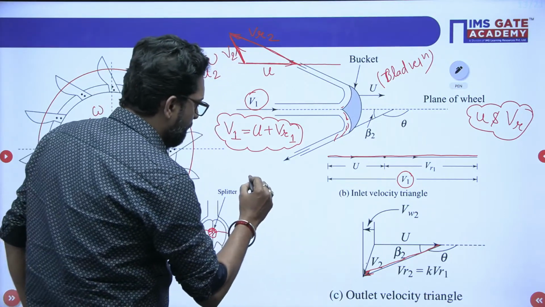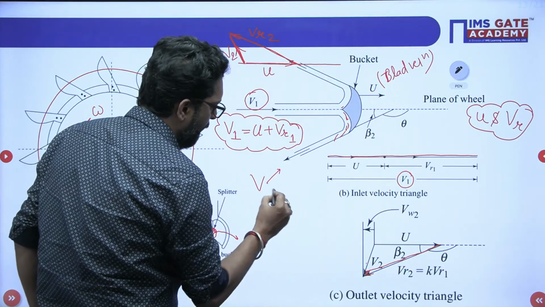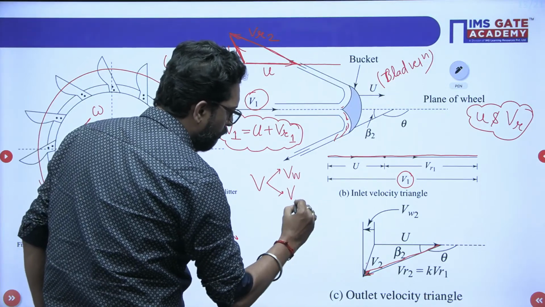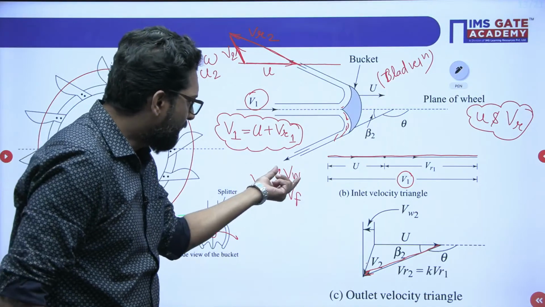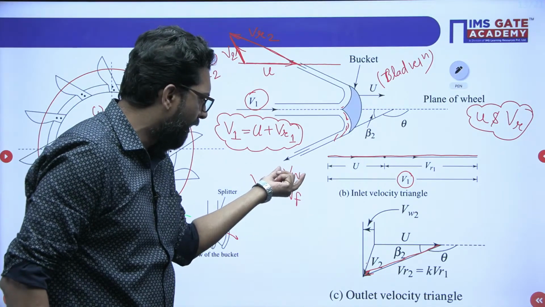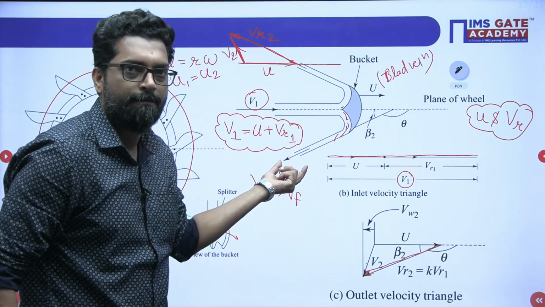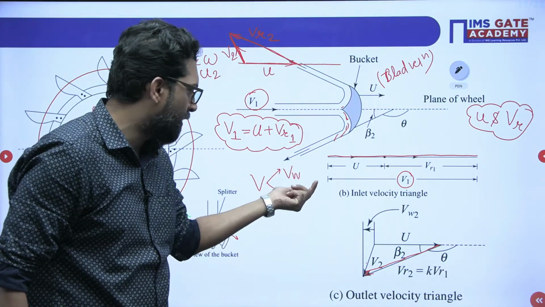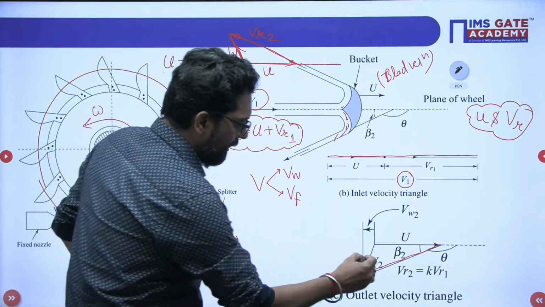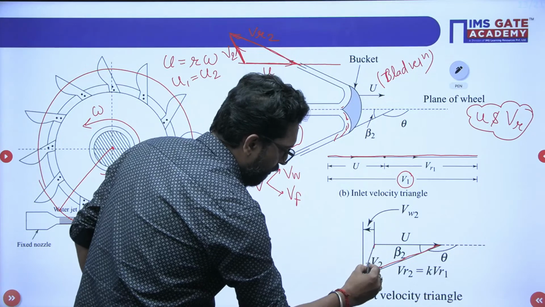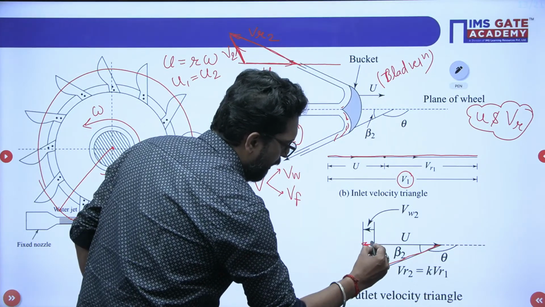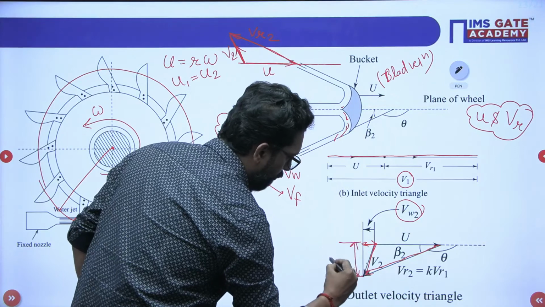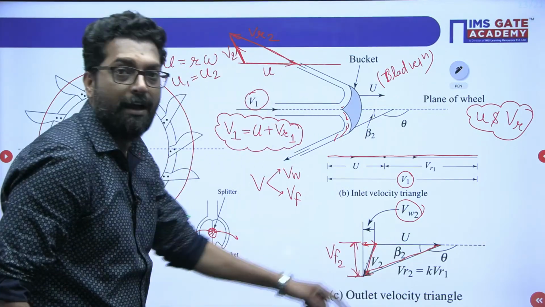The V2 velocity, that means the absolute velocity, has further components. One is the whirl component, the other one is the flow component. The whirl velocity is responsible for rotating the blade, and the flow component is responsible for flowing the fluid. So if we calculate the discharge, we have to calculate the flow velocity. This V2 has a horizontal component VW2, and a vertical component VF2. So we have to make a triangle.